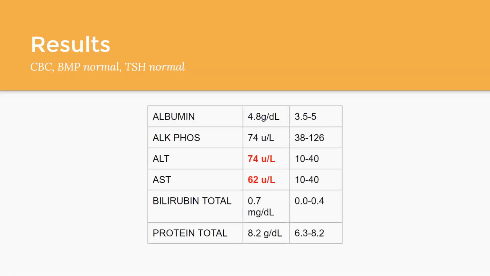So results. Here are her lab results. Her CBC was normal. Awesome. So she actually didn't have anemia anymore. Basic metabolic panel was normal. The TSH was normal. But here are her LFTs, the portion of the complete metabolic panel.